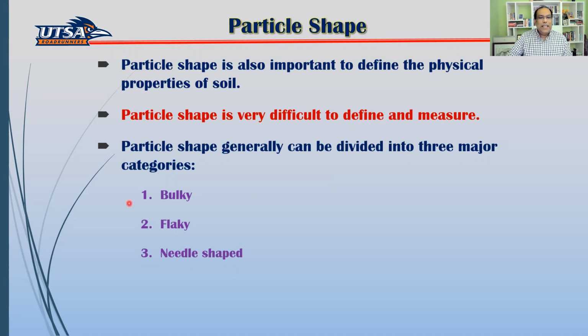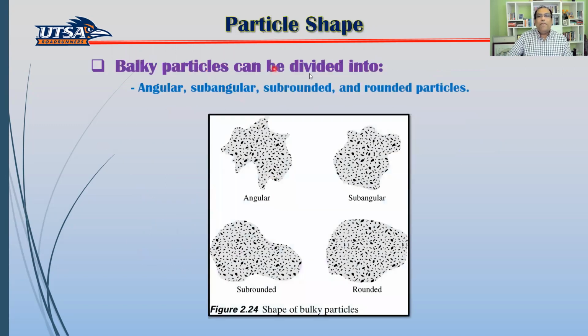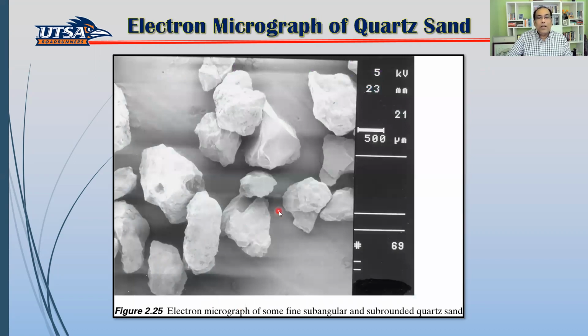Now you can also see that for the bulky shape, we can have four subdivisions, like angular, subangular, subrounded, and rounded particles. So this is your angular particles, this is subangular here, this is subrounded, and this is rounded. It's very difficult to figure out which one is angular, which one is subangular or subrounded. So usually we use an electron microscope, or sometimes just a normal microscope. Take 10 to 20 different grains of sand or silt particles, look at them in the microscope to see how many of them are angular and how many are rounded, and then find out the percentage from there for the overall distribution of particle shape. Okay, that's the way you usually do that.